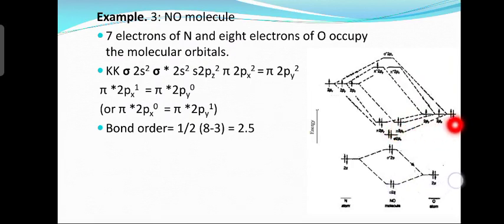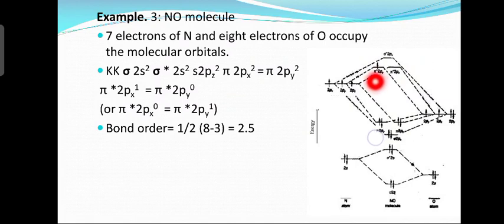So the configuration is 2s2 2px2 2py1 2pz1. In the case of nitrogen, the atom has 1 each. Altogether, how many electrons are present? 2, 4, 5, 6, 7. So 7 total electrons. Since there are 7 electrons, 2 will occupy sigma 2pz, 2 electrons in pi 2px, 2 electrons in pi 2py. So a total of 6, and 1 is remaining. That 1 electron will occupy the higher energy antibonding pi star 2py.